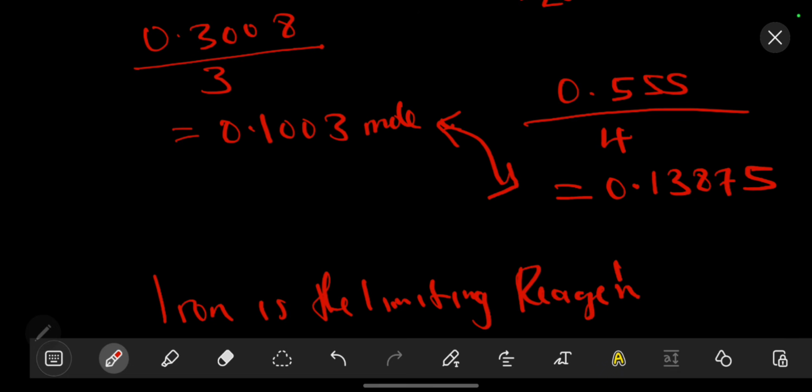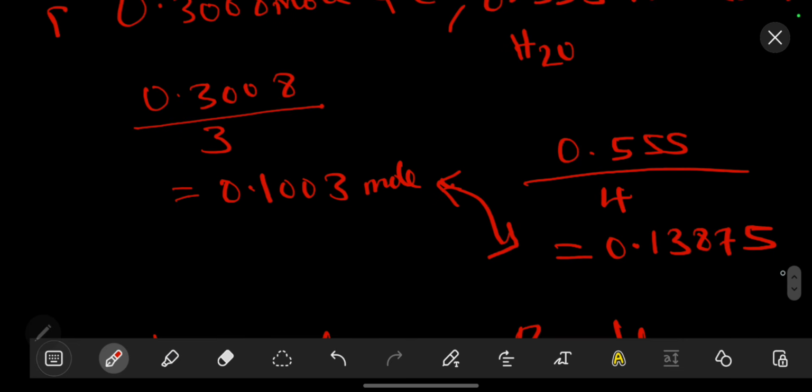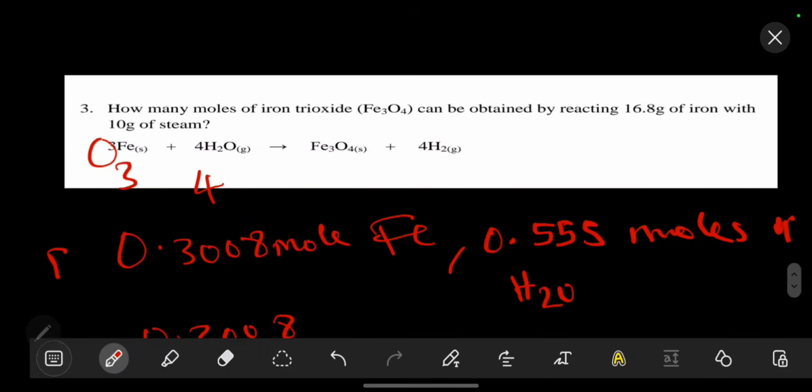So if iron is the limiting reagent, it means it is the one that is in short supply of the mole ratio. Therefore, it is the one that you are going to use to determine how much product is going to be evolved, because it is the one that will cause the reaction to stop. So now you can just do this, then just compare.